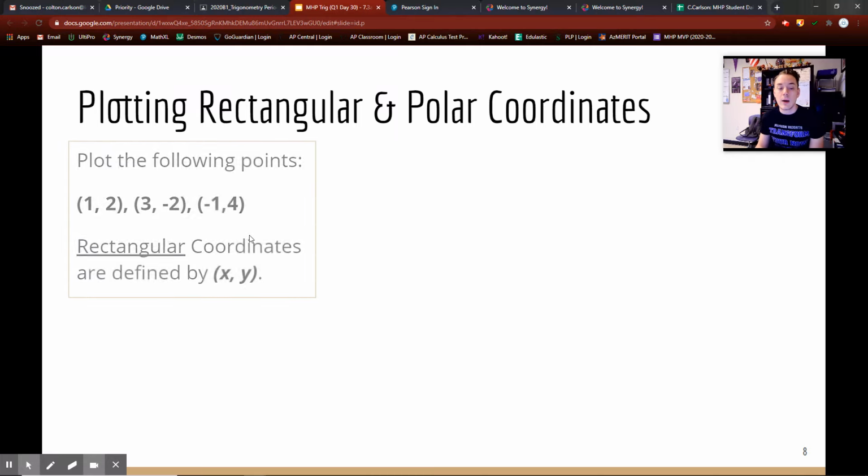We already know how to plot rectangular coordinates, or at least you should. Rectangular coordinates is what I mean by that is the XY plane or the Cartesian plane from René Descartes. He's the one who created it in the 1500s. So, how do I plot these?